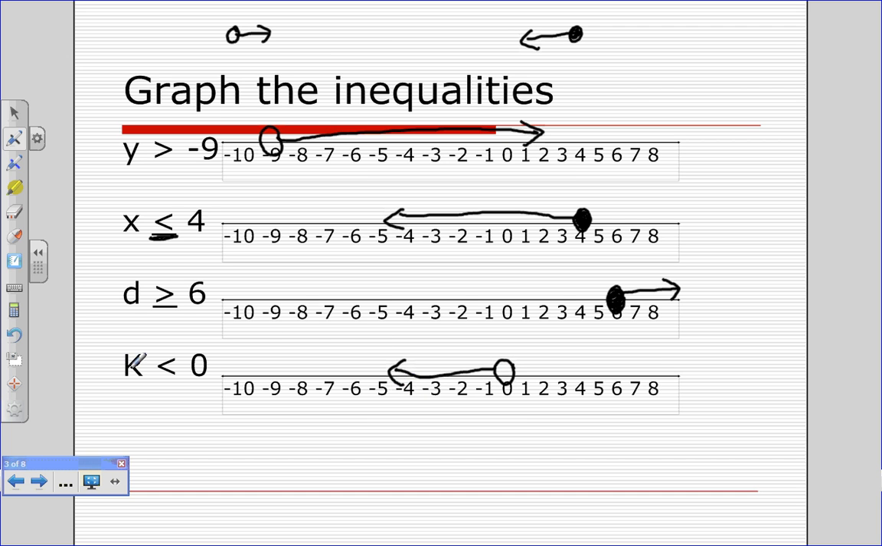One extra trick you can see when you look at these signs is that the sign always points the same way as the arrow. So here it says y is greater than, and the arrow is pointing to the right. Here it says x is less than or equal to, and the arrow is pointing to the left. That's a little trick you can use to help remember which way the arrow should be pointing.